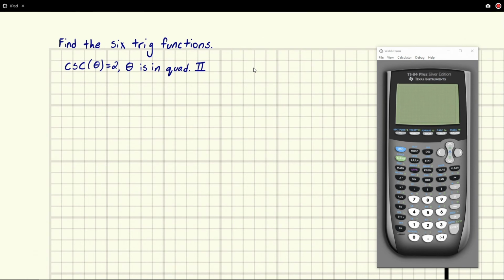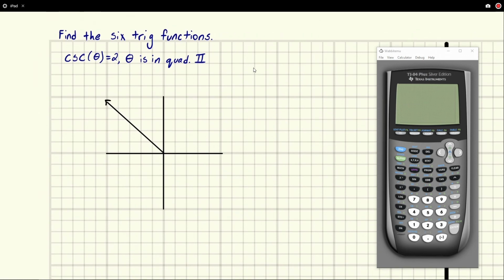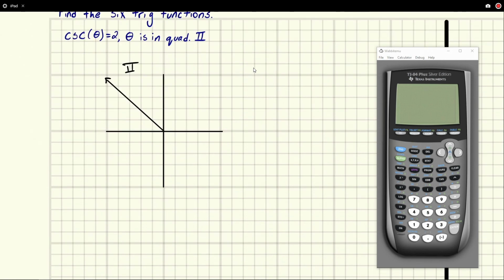Alright, so let's just think about this. So we're going to have a quadrant 2 hanging around here, and there's going to be some angle. I'm just going to sketch a 45. It's probably not a 45, but whatever. And we're told that this is where our angle is. It's in quadrant 2. And we're told that cosecant theta is equal to 2.